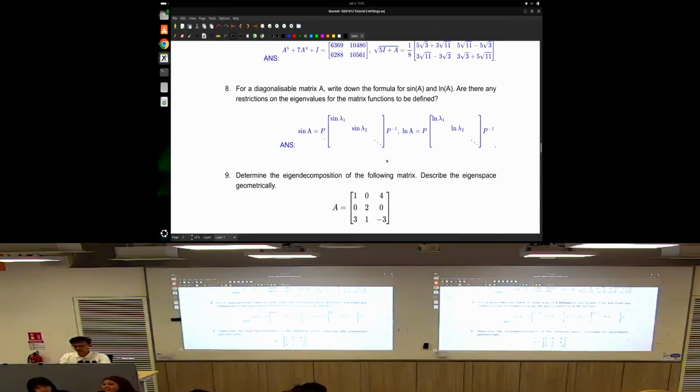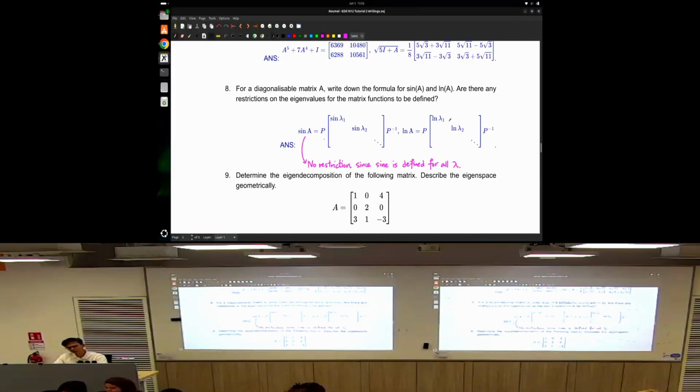So question 8. Question 8 actually is nothing much. You can see the answer: basically just apply the same function of the matrix to the eigenvalues. So, are there any restrictions on the eigenvalues for the matrix functions to be defined? For sine A there is no restriction, because the eigenvalues here can be anything, since you can always take the sine of any real number.